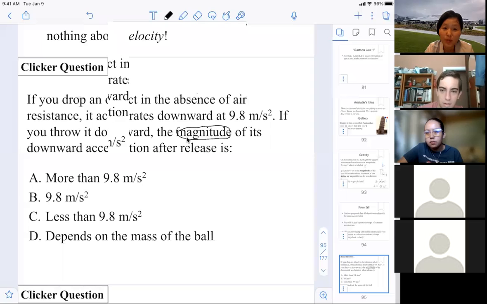Dropping it down versus just releasing it down. I'd say dropping. The one that you dropped to the ground will reach the ground faster. So does that mean that they have different acceleration?